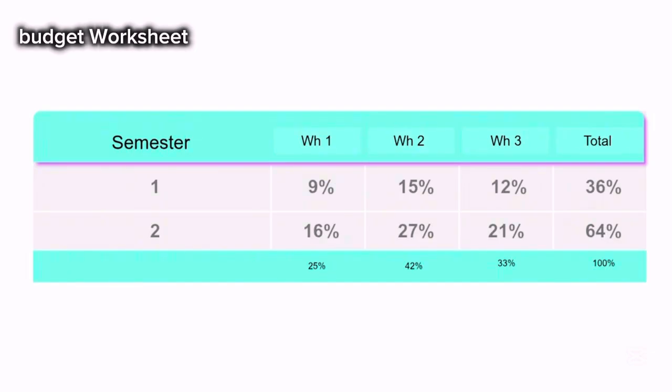Warehouse 2 is the biggest seller with 42% of total sales. Semester 2 is the strongest period with 64% of the year. Warehouse 2 in semester 2 is 27%, the single largest segment. Warehouse 1 in semester 1 has 9%, the smallest segment.